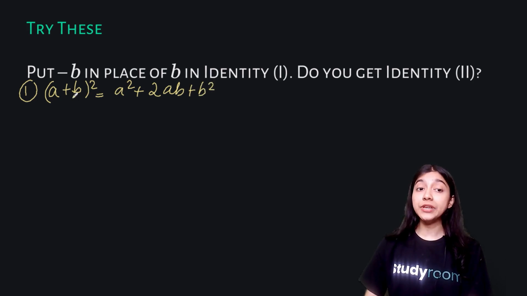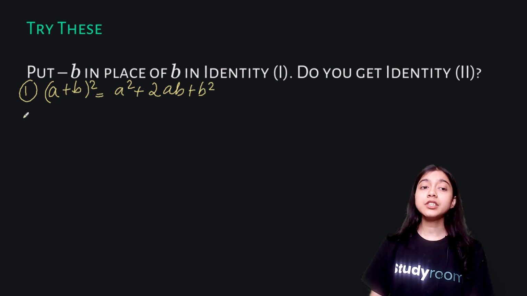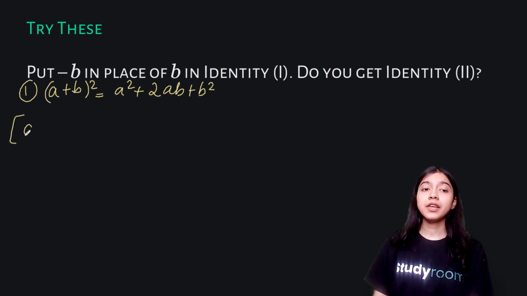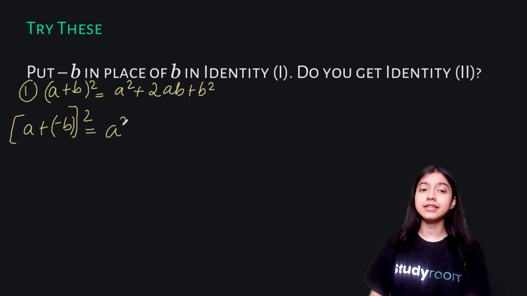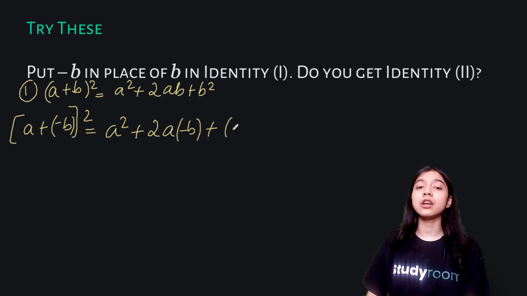Now, instead of b, I have to put minus b. So, let us put minus b in place of b on the left hand side first and then on the right hand side. So, when I put it on the left hand side, what will I get? I'll get a plus of, in place of b, I'll put minus of b whole square. Now, here also, wherever we have b, we will put minus b. So, here we have a, so we'll write as it is, that is a square. Here we'll write 2 times a. Now, instead of b, I will write minus of b. Again, over here, I have b. Instead of b, I'll write minus of b and then put a whole square.